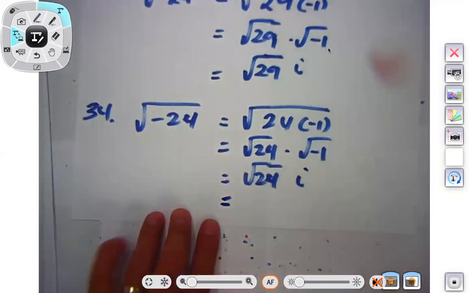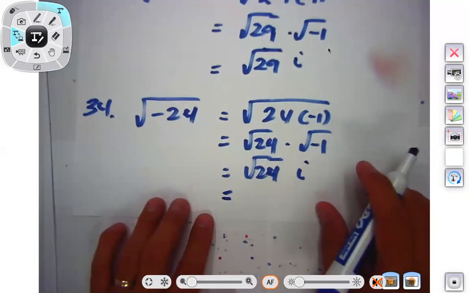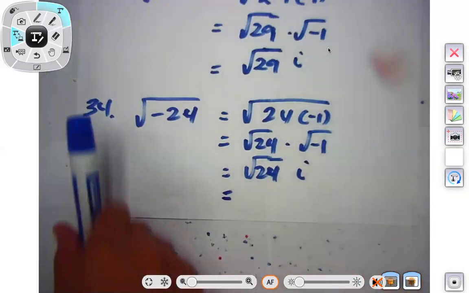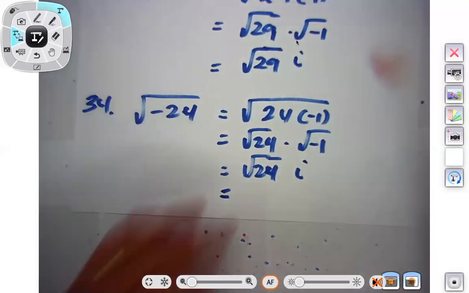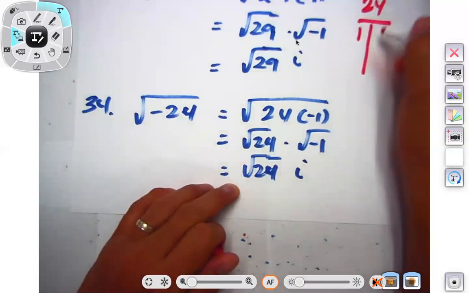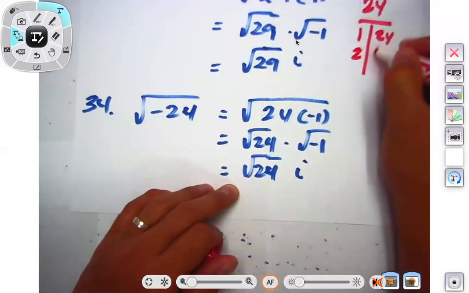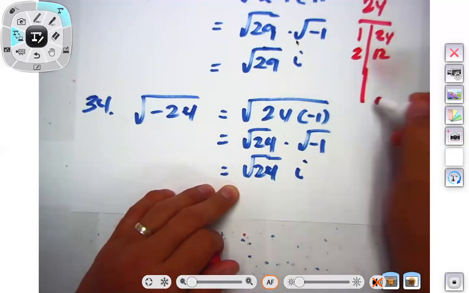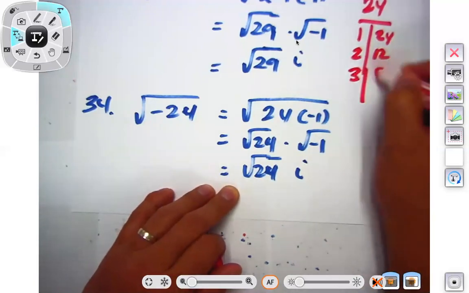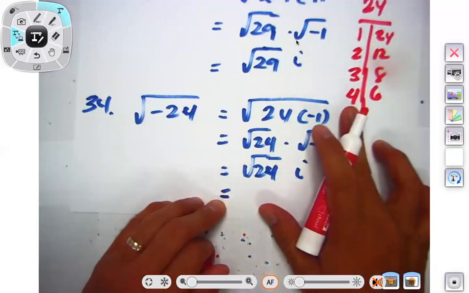What are the factors of 24, wherein one of the factors is a perfect square? Can we write all factors of 24? So when we write the factors of 24, you have 1 and 24. Of course, we don't use 1 and 24. We have 2 and 12. None of them is a perfect square. 3 and 8. None of them is a perfect square. 4 and 6. One is a perfect square, 4.